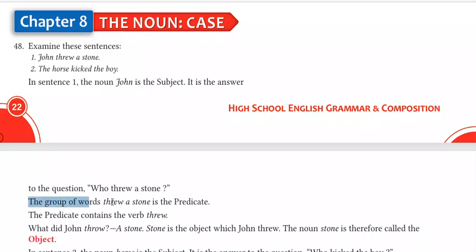The group of words like threw a stone is the predicate. And what does John do? John threw a stone, right? The predicate contains the verb threw. I said in our discussion about subject and predicate that the predicate is that part of the sentence that starts with the verb and talks about the subject. So here threw a stone is the predicate and it talks about John. John is the subject.